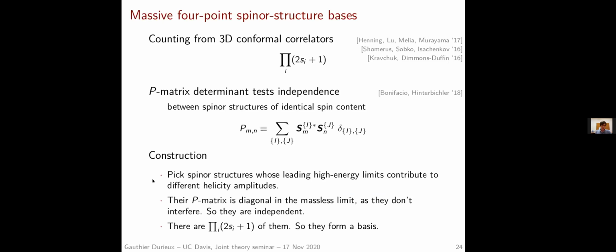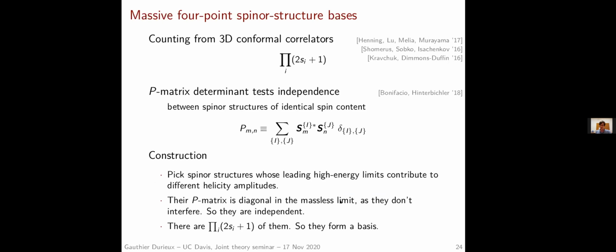And an elegant way of doing so is to pick spinor structures whose leading high energy limits contribute to different helicity amplitudes. Because different helicity amplitudes do not interfere, it means that the P matrix would be diagonal in the massless limit.